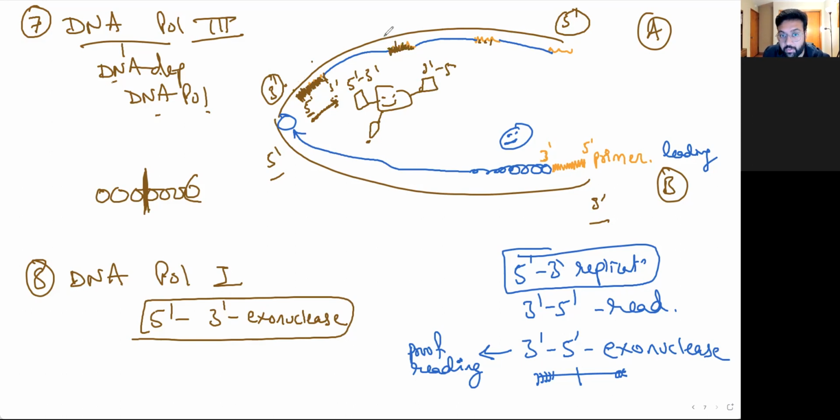Yes. Now this is 3'. This is again 5'. You can add nucleotides. You can again make a blue strand here. You add nucleotides, read 3' to 5', synthesize 5' to 3'. So with the help of this activity, you can add nucleotides just like DNA polymerase 3. And then again, you can proofread. You just multiply from 5' to 3', and again, you can proofread from 3' to 5' exonuclease.